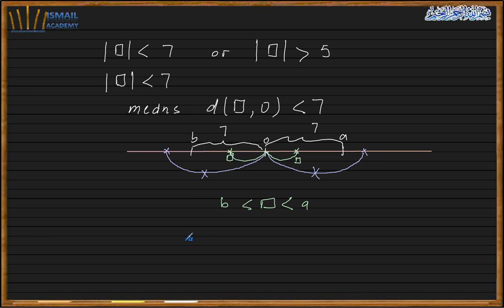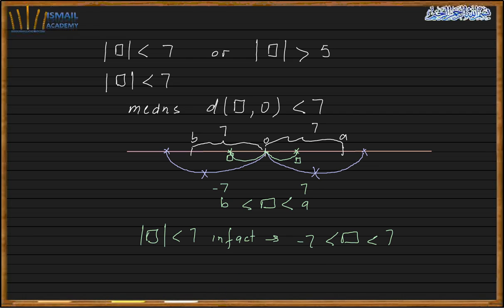Now, in terms of numbers, what is A and what is B? A is far from 0 on the right side by 7, so it is 7 itself. On the left side, minus 7 is far from 0 by 7 units. So when we have the absolute value of an expression less than 7, in fact, it is the same as saying the expression is between minus 7 and 7.